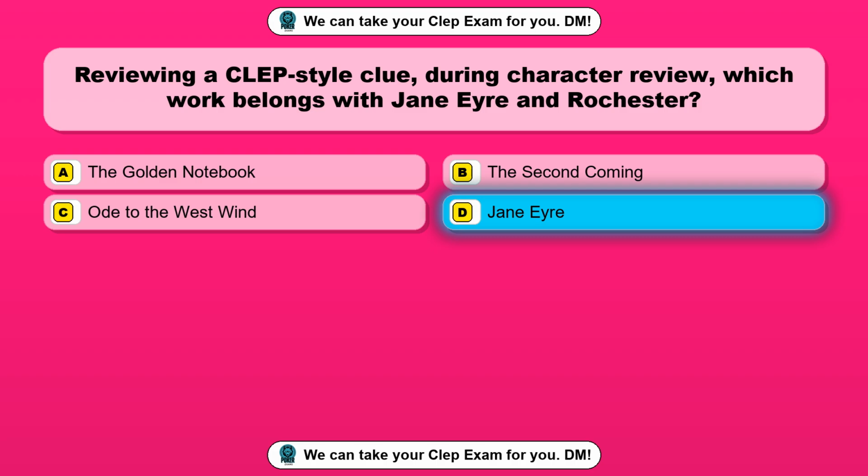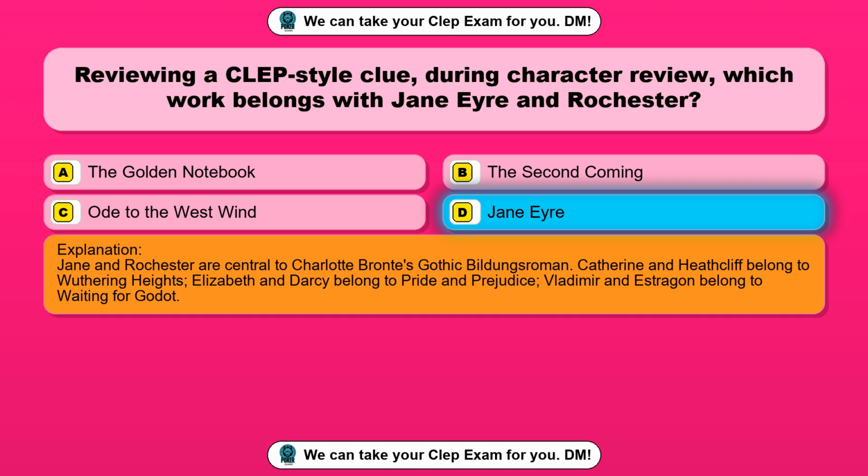Jane Eyre. Jane and Rochester are central to Charlotte Brontë's Gothic Bildungsroman. Catherine and Heathcliff belong to Wuthering Heights. Elizabeth and Darcy belong to Pride and Prejudice. Vladimir and Estragon belong to Waiting for Godot.